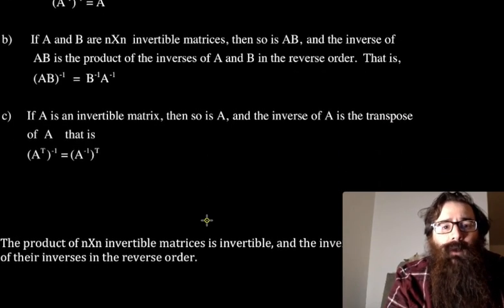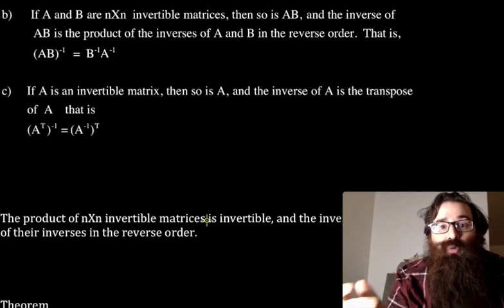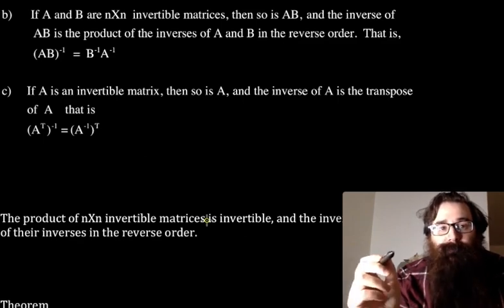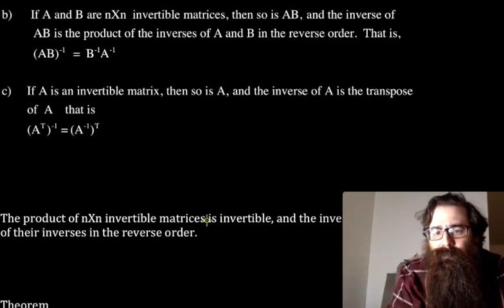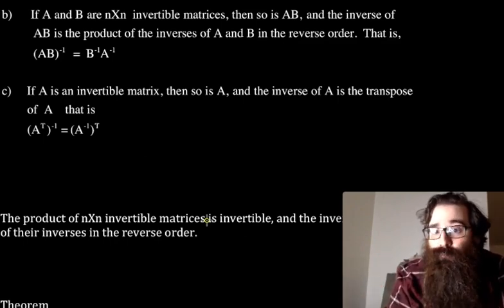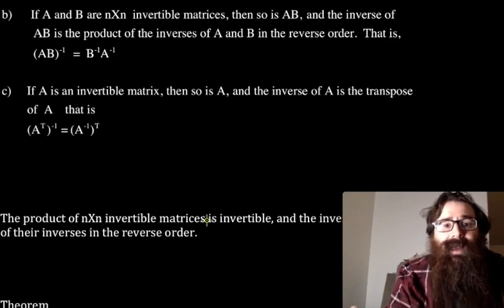If A and B are n by n invertible matrices, then the product A times B is also invertible, and the inverse of A times B is the product of the inverses of A and B in reverse order. That is, (AB) inverse is the same as B inverse times A inverse. And that might even remind you a bit of what we talked about with transposes, a similar property for transposes. And we have, if A is an invertible matrix, then so is A transpose.